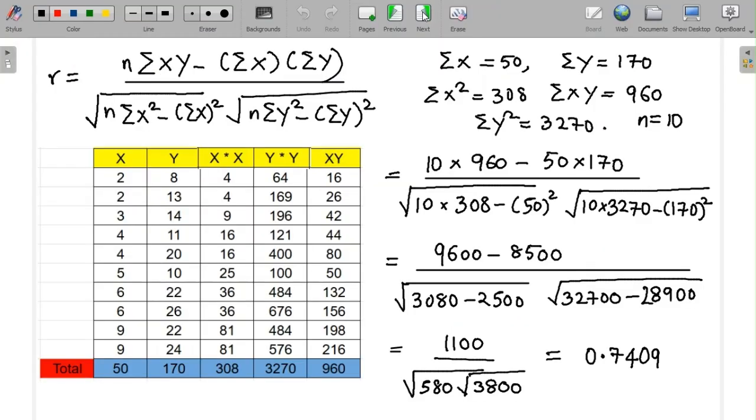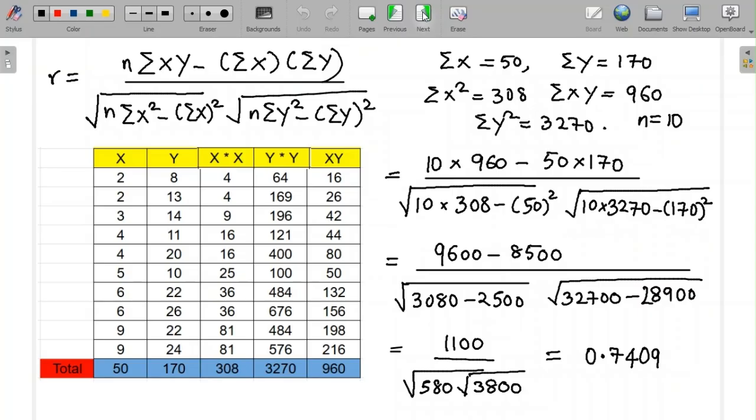Let's calculate the values. These values are small enough, so we can take the values as they are. So we compute summation x, which comes down to 50, summation y, which comes down to 170, x squared added to 308, y squared added to 3270, xy values added to 960. And since there are 10 observations here, we take the value of n as 10, and compute the value by using the formula here. The correlation coefficient comes down to 0.7409, which is also reflective of the trend that we observed. The correlation is positive because when x increases, y also increased.